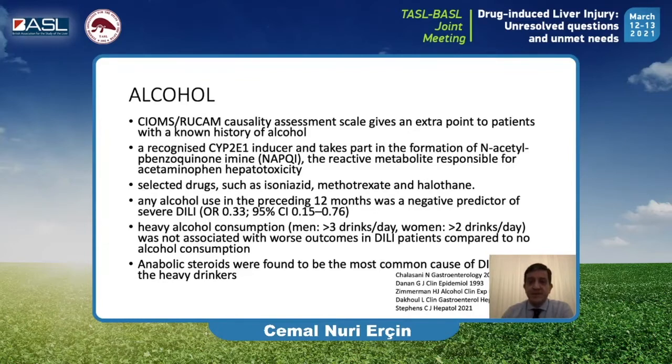In one study, any alcohol use in the preceding 12 months was accepted as a negative predictor of severe DILI, but a more recent study of the effect of alcohol on DILI by the DILI Network Group found that heavy alcohol consumption was not associated with worse outcomes in DILI patients compared to no alcohol consumption. Lastly, anabolic steroids were found to be the most common cause of DILI among heavy drinkers.